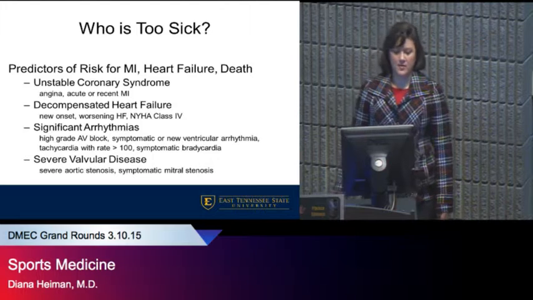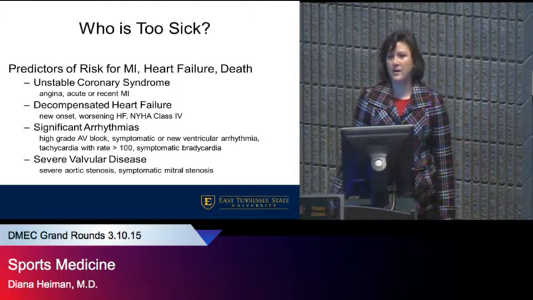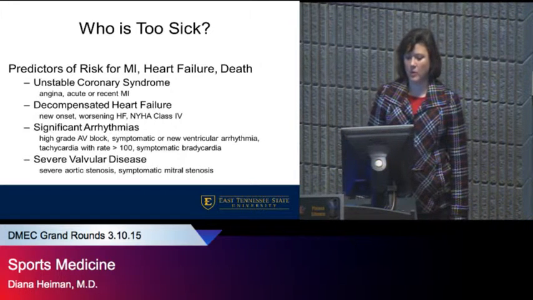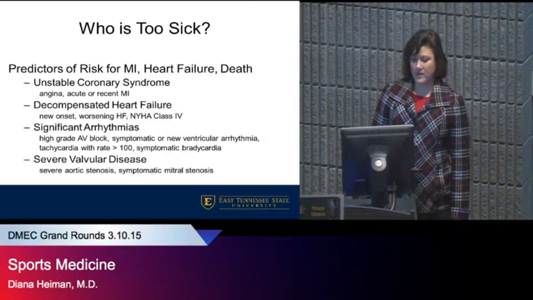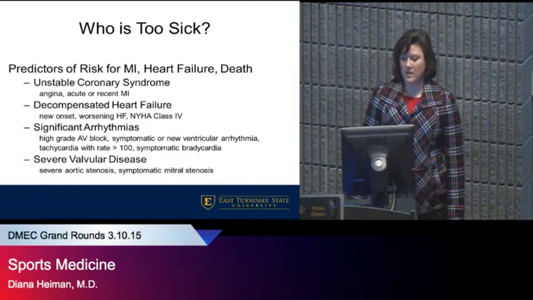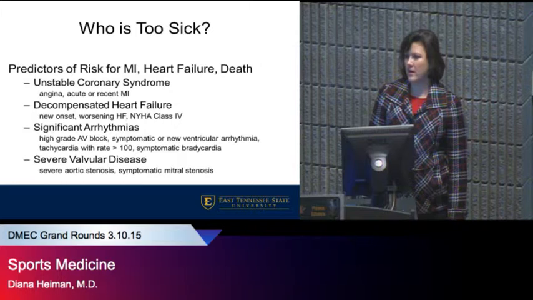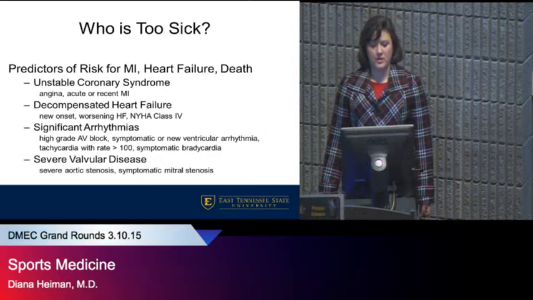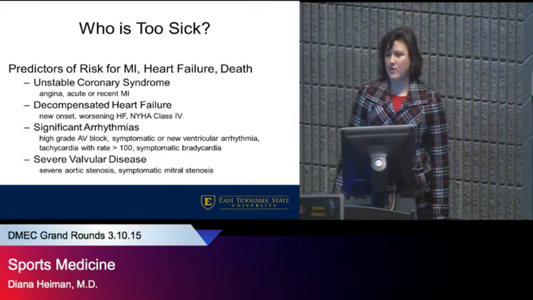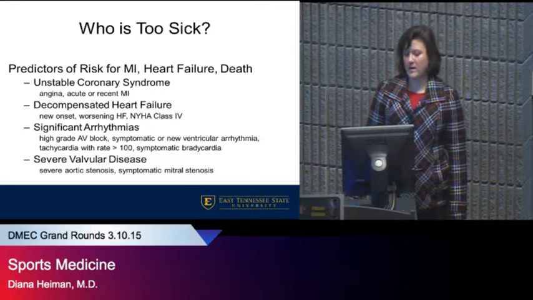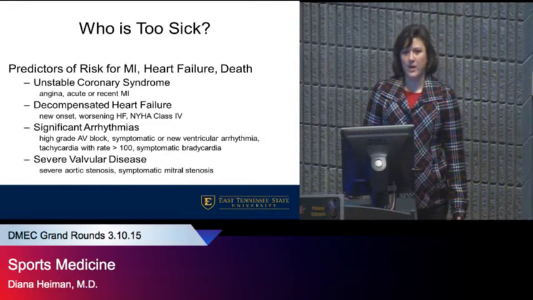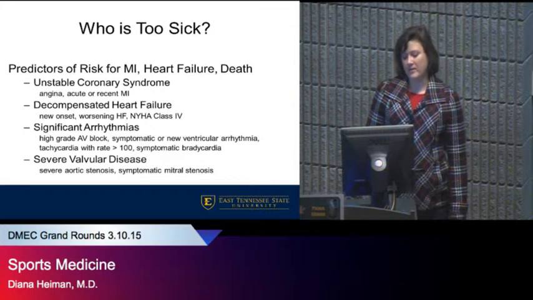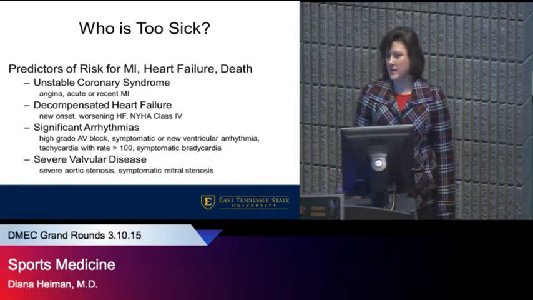People with unstable coronary syndrome, angina, acute or recent MI, they should be stabilized, obviously, before, and they may need to be risk stratified or intervened upon. Decompensated heart failure, so brand new onset, acute worsening, or New York Heart Association Class 4. Any significant arrhythmias that are not appropriately treated, so high-grade AV block, symptomatic or new ventricular arrhythmia, tachycardia with a rate of greater than 100, and that really is just getting it below 100 in order to get them to the OR, and symptomatic bradycardia. And then severe valvular disease, so severe critical AS and symptomatic mitral stenosis.